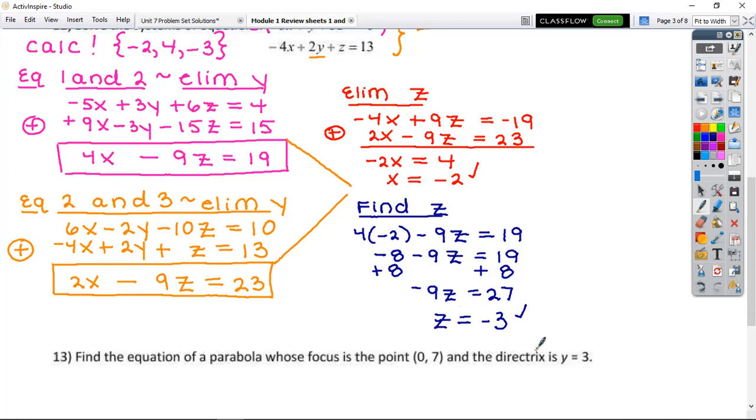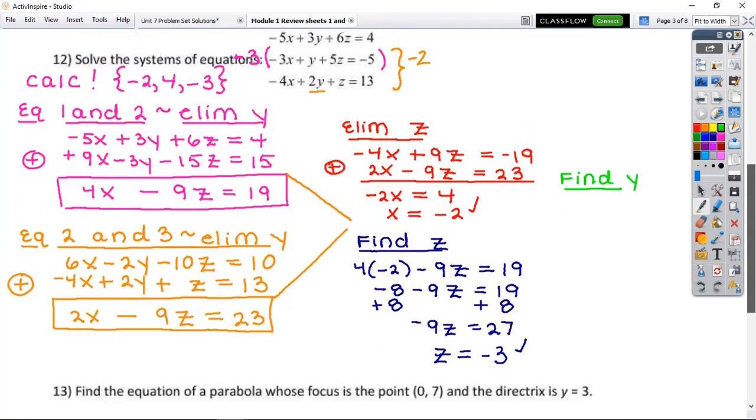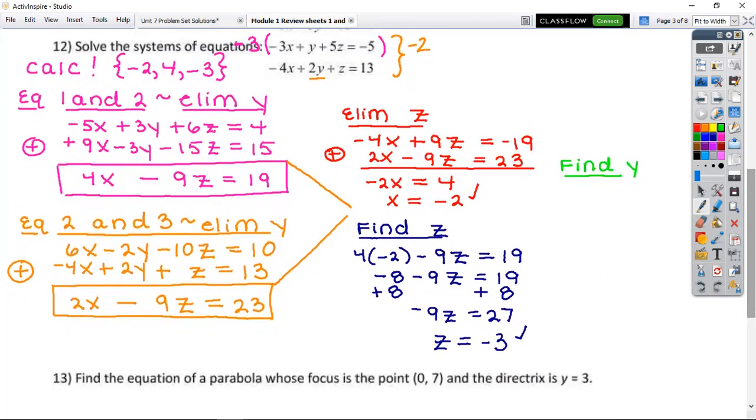That leaves us with our final step. What variable are we missing? The y. Yep. So lastly, I find the y. I need to go back up to the originals at this point, but I can choose any of the three. What do you guys prefer? 2? Okay.